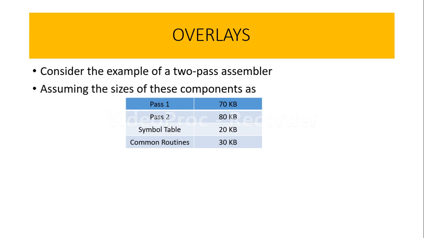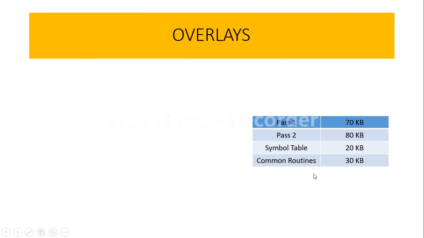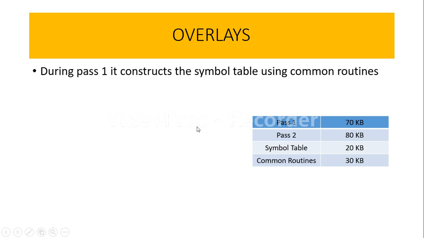By using the concept of overlays, I am going to execute this program with the available size of 150 KB. So let us see how exactly we are going to do that. Here, for reference, I have taken the same table. During pass 1 I am going to construct the symbol table by using the common routine. So I have to load pass 1, symbol table and common routine during pass 1, and since there is no work of pass 2 during pass 1, I am not going to load it.